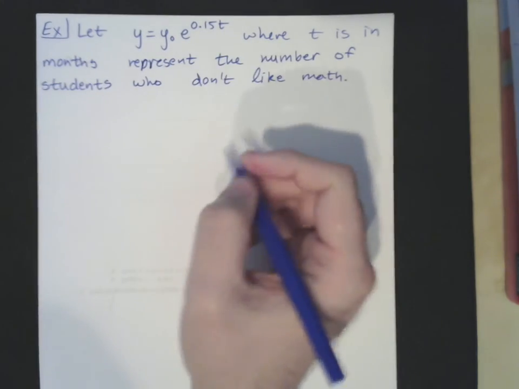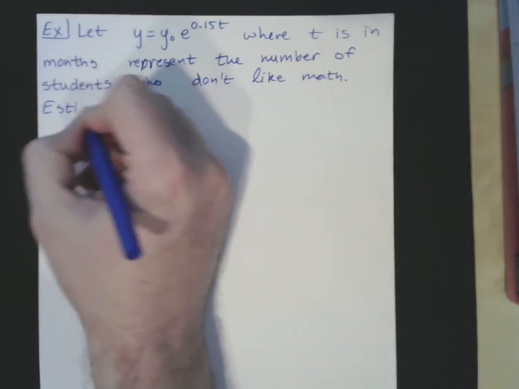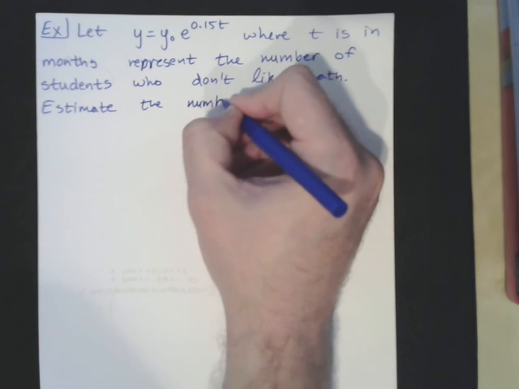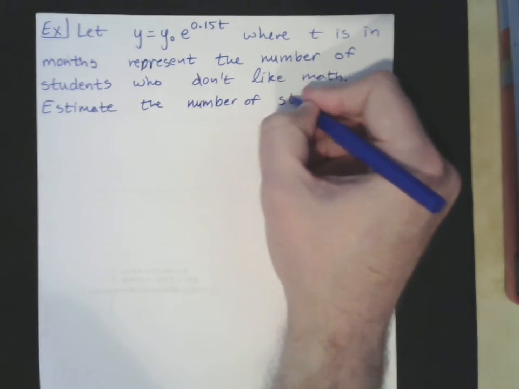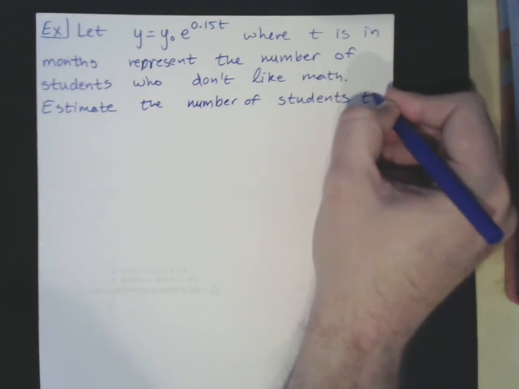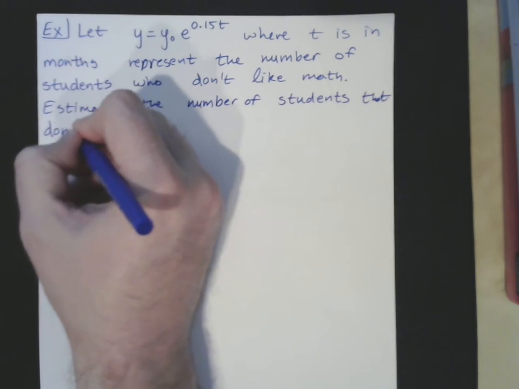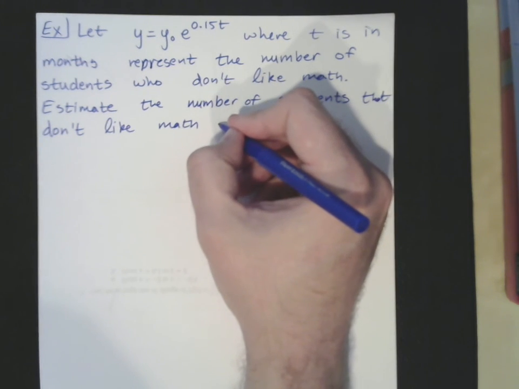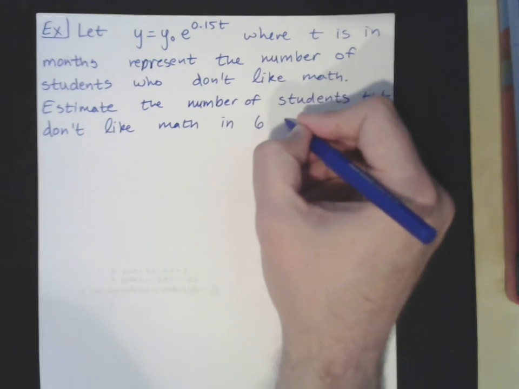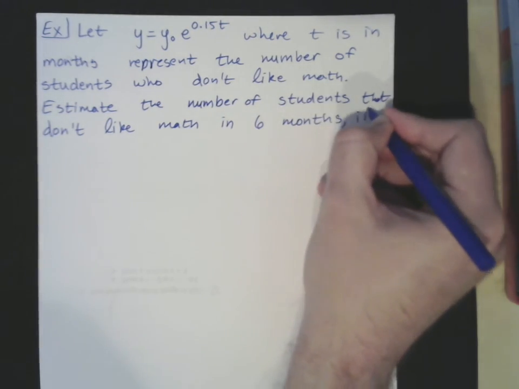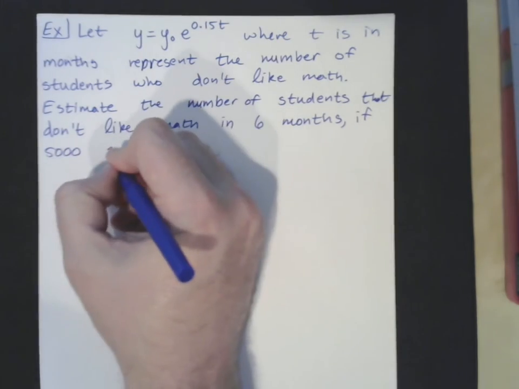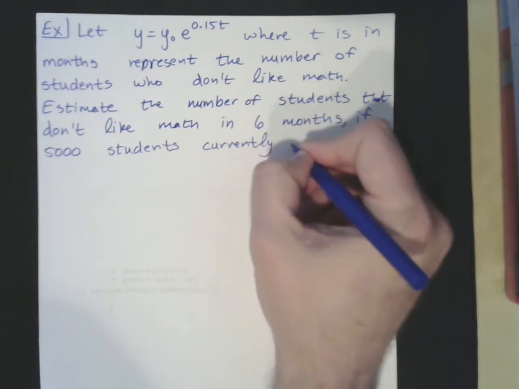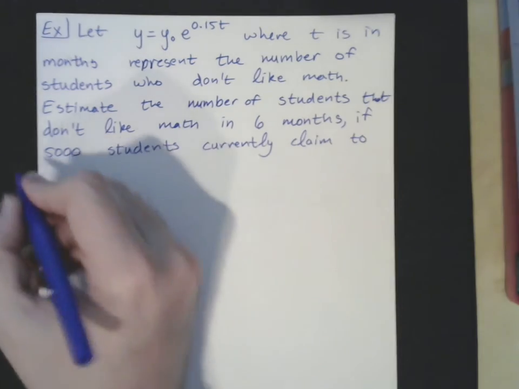We are going to use this model to estimate the number of students that don't like math in 6 months if 5,000 students currently claim to not like math.